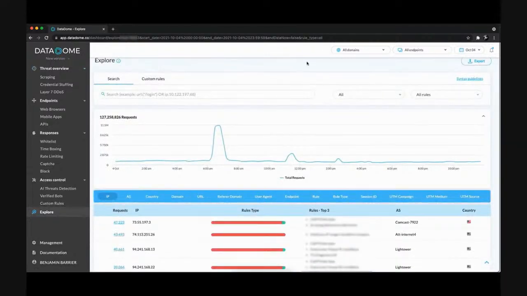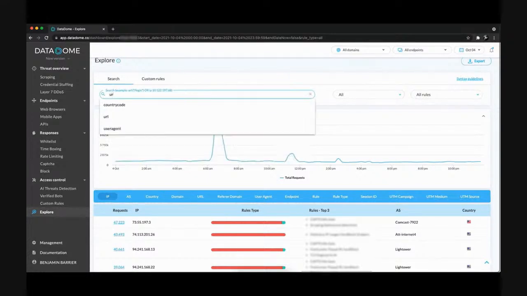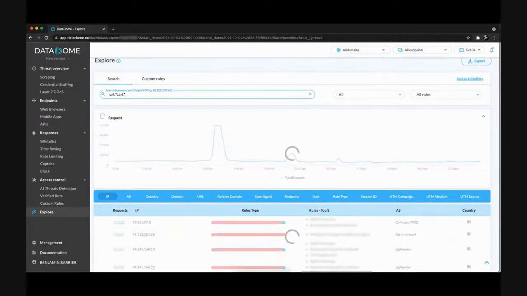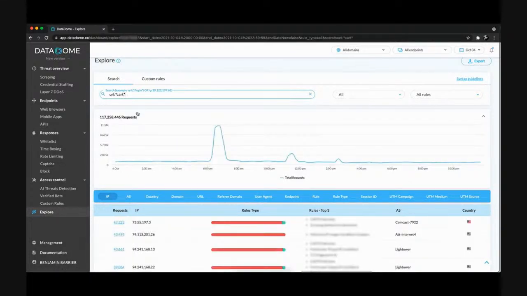If we go deeper into the bot journey using the explore section, we can have a look at the different URLs that were targeted by the bots. We are using the Datalum DSL to have a look at URL, wildcard, and we will look for the cart word to check all the requests that are done on this specific URL. We can see that the volume of bots on the top IP is just insane.